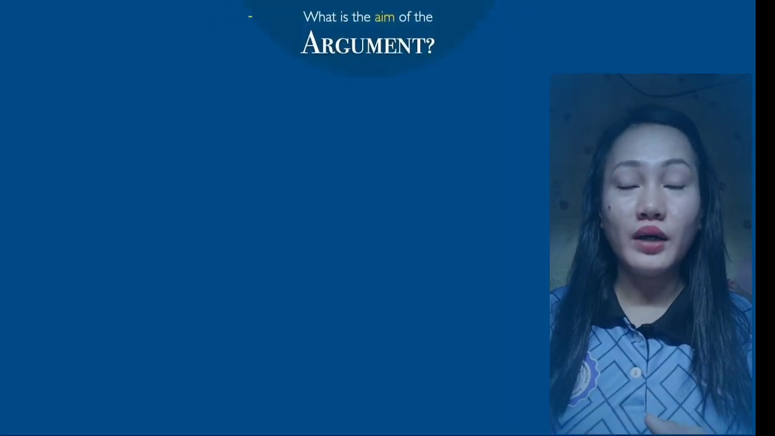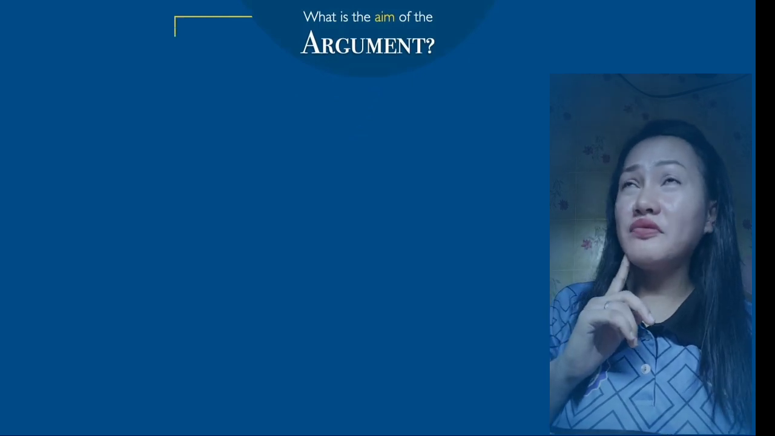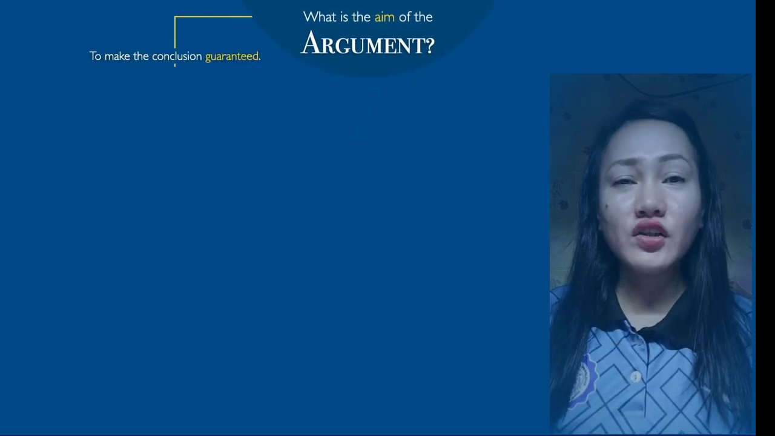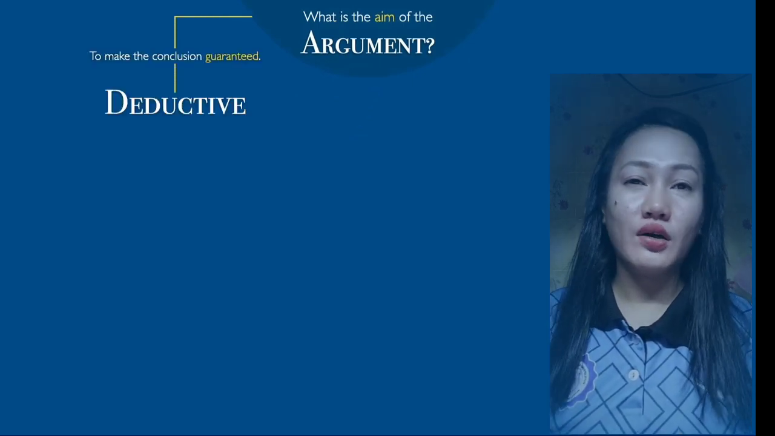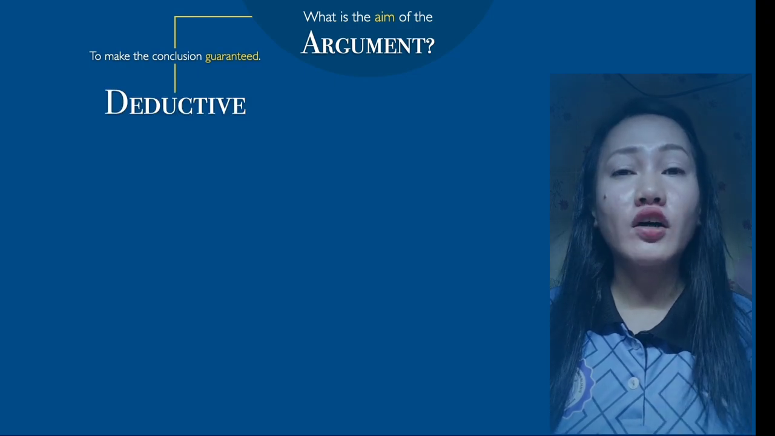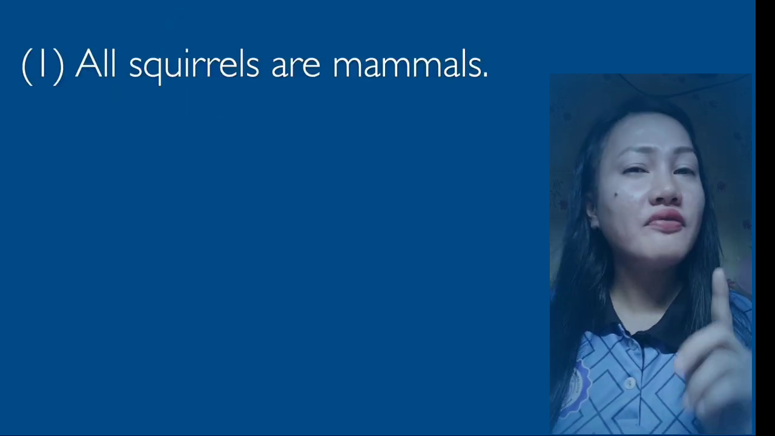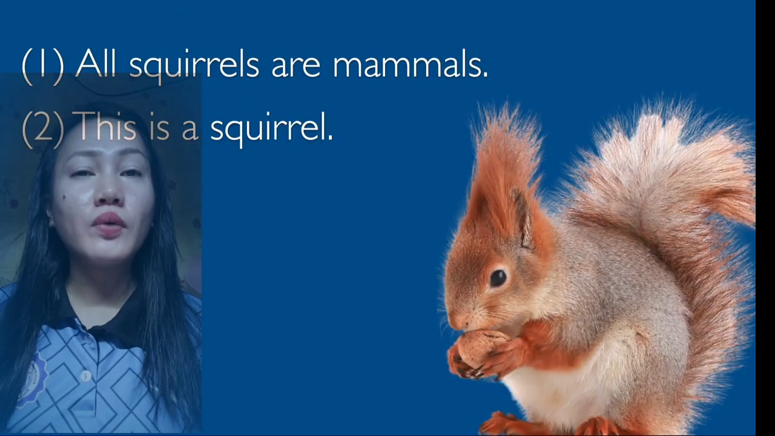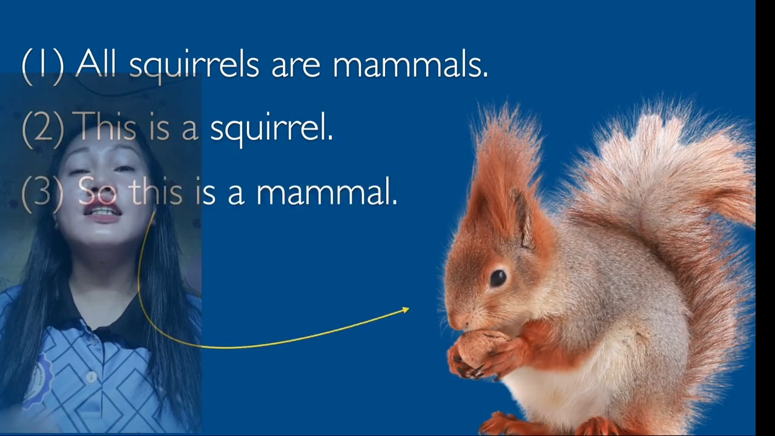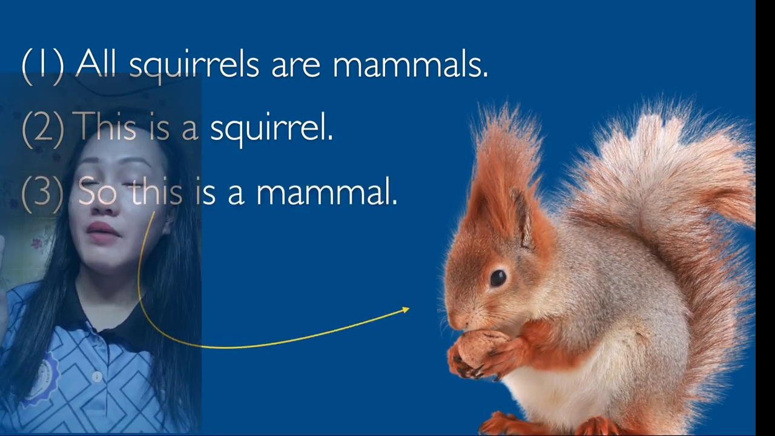The first thing to ask is, what is the aim of the argument? Some arguments try to make their conclusion guaranteed. That's the hallmark of the deductive argument. For example, all squirrels are mammals. This is a squirrel, so this is a mammal.